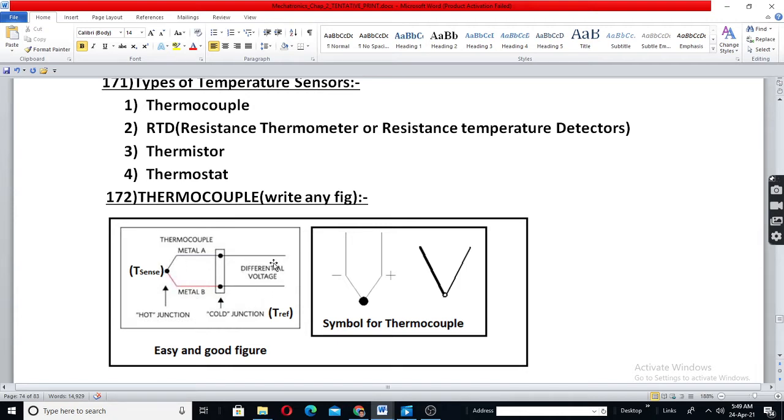This will give some small voltage if this temperature is different than this temperature. Now the voltage measurement is proportional to the temperature, and the polarity of this voltage will indicate whether this is at a higher potential than this or lower, mostly. That you can check yourself. Anyhow, it gives voltage when there is variation in temperature. The symbol is like this.